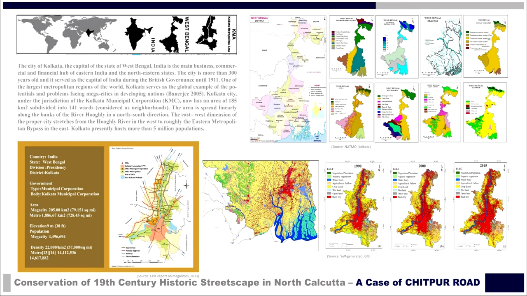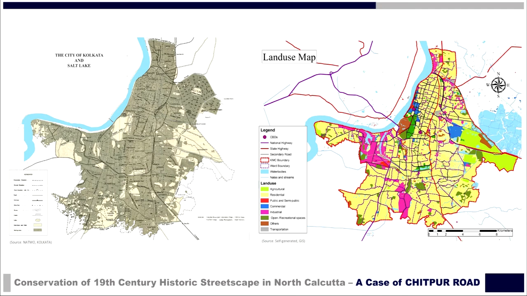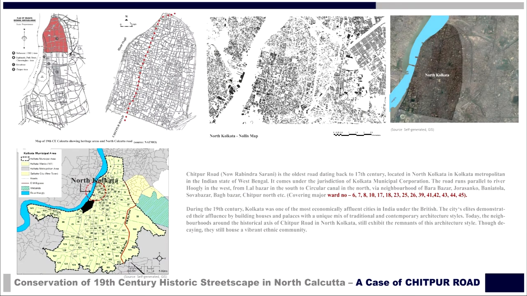The boundary of present Kolkata metropolitan area and within it the administrative boundary of Kolkata Municipal Corporation where our site comes under. Current statistics of area, population, governing bodies, expansion and growth of the urban sprawl, etc. Map of Kolkata Municipal Corporation with current administrative boundaries and land use map showing various activity zones. 19th century map of Kolkata showing the heritage areas, highlighting the Chitpur area of North Kolkata.